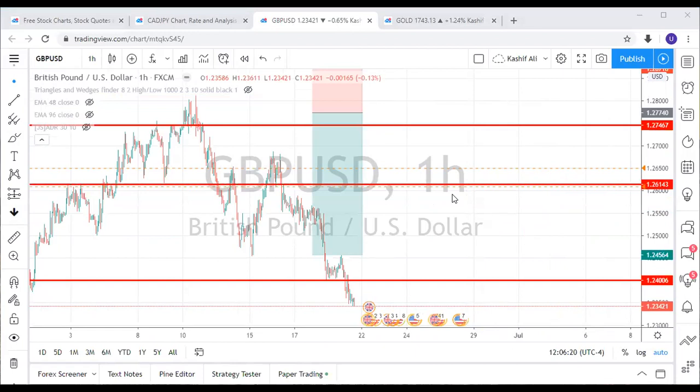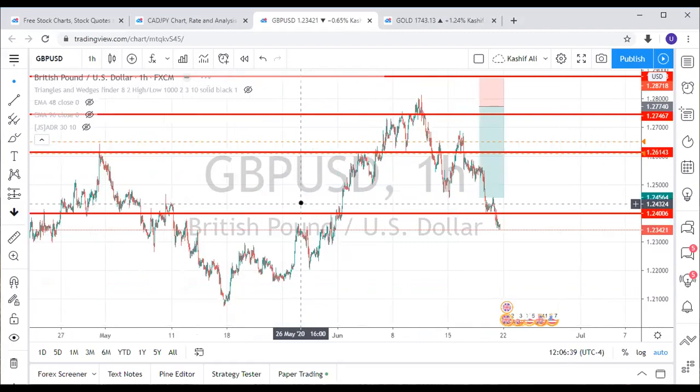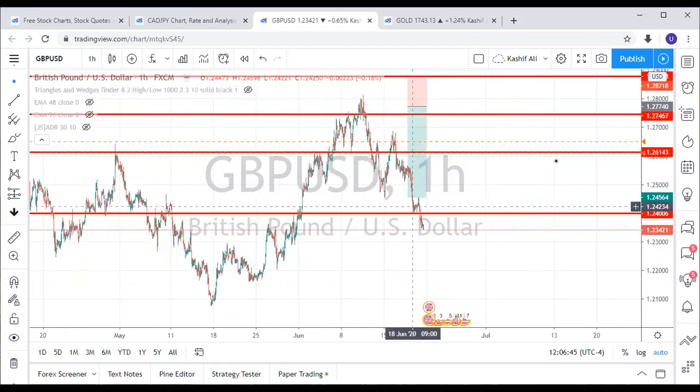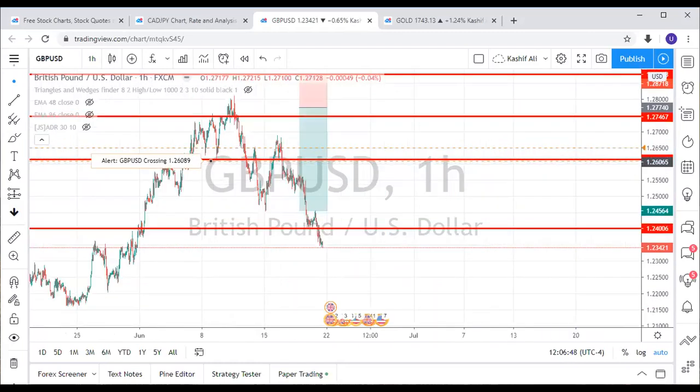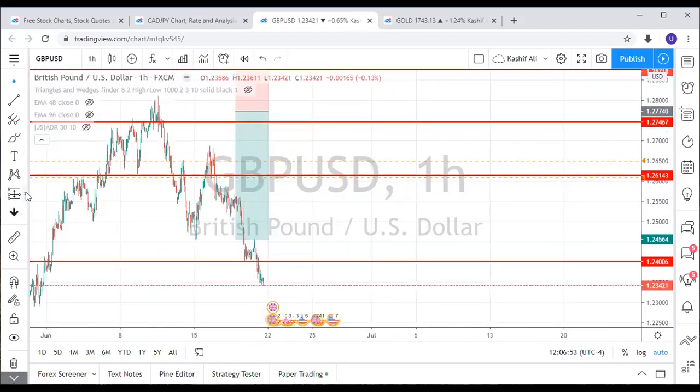If oil comes down, USD CAD will go up. If oil goes up, USD CAD will go down. So it's inversely proportional, as I told you guys earlier. And this is another GBP USD trade that I took. This is a key level, and this was my 1.26. So yeah, this was one trade, and this was the second trade.